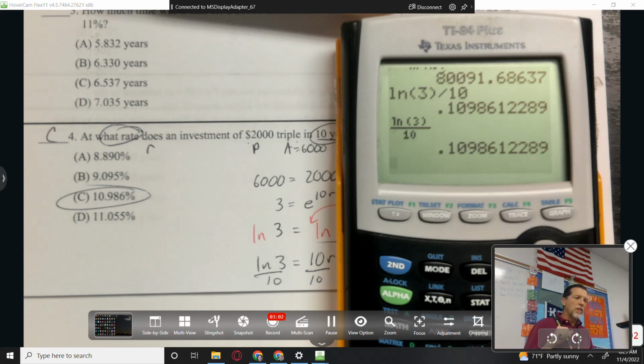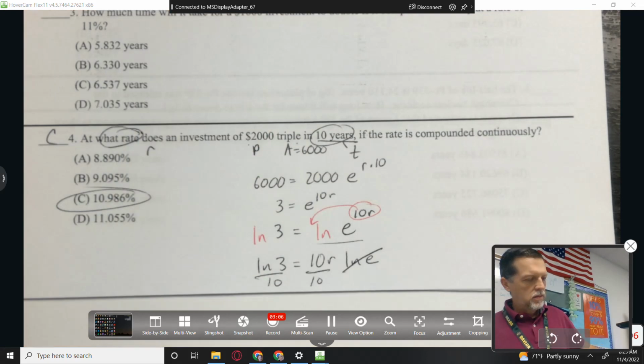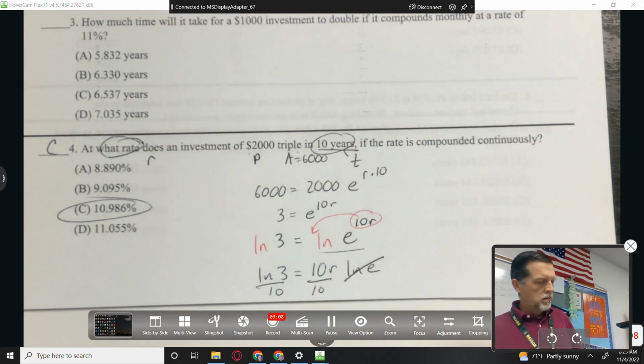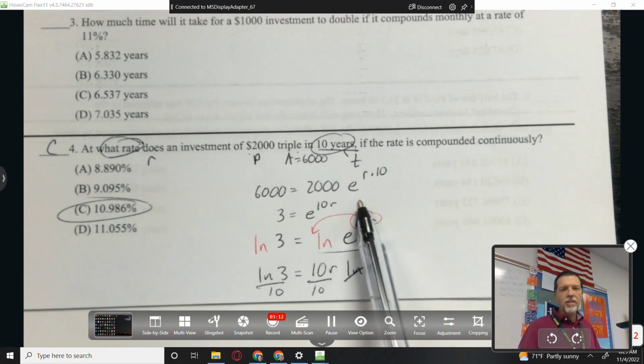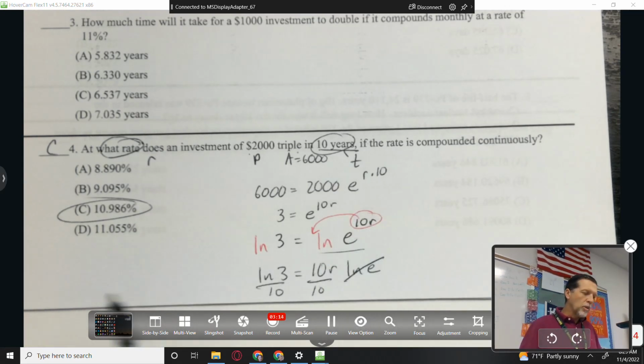Other questions from that worksheet? Oh, by the way, on every multiple choice question, you guys know this, not that you would do this for all the problems, but if you got stuck or wanted to check, you could just plug in each of those answers and see which one gave you 6,000.